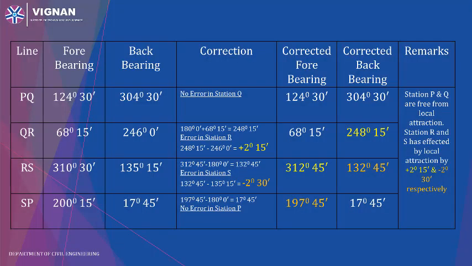As the observed back bearing is 246 degrees 0 minutes, there is an error in station R. The value of error is given by actual back bearing 248 degrees 15 minutes minus observed back bearing 246 degrees 0 minutes. This gives a value of 2 degrees 15 minutes. The correction here is positive. So we'll add 2 degrees 15 minutes to 246 degrees 0 minutes and write it down in the corrected back bearing.